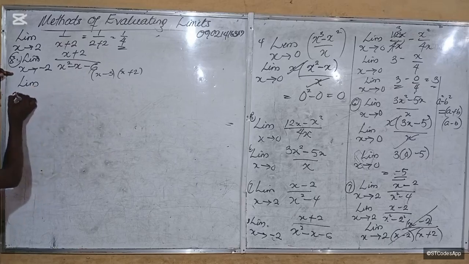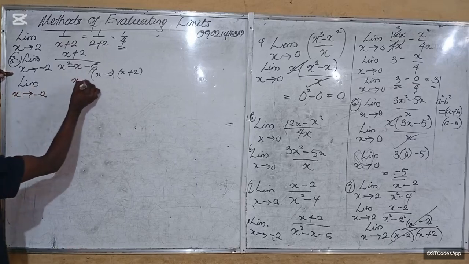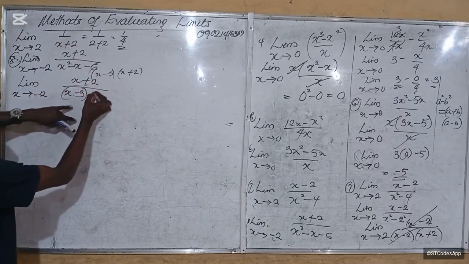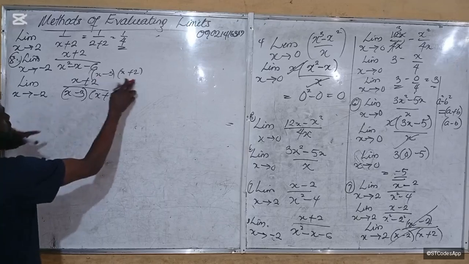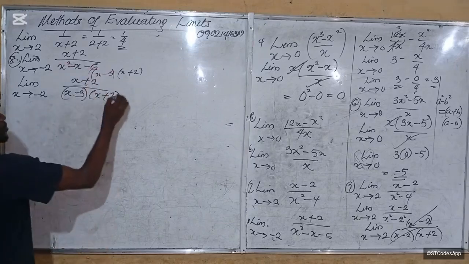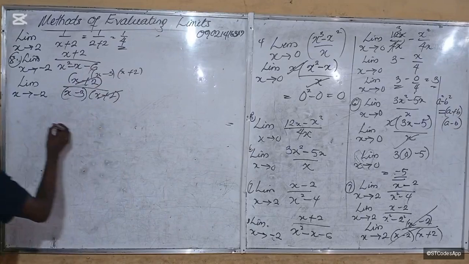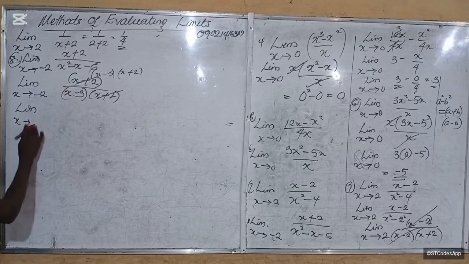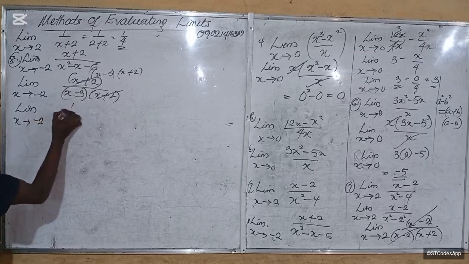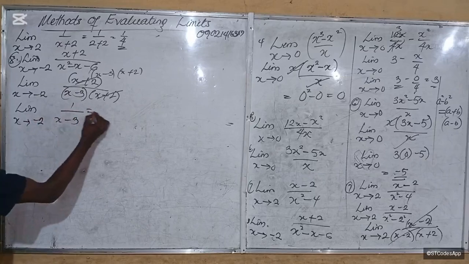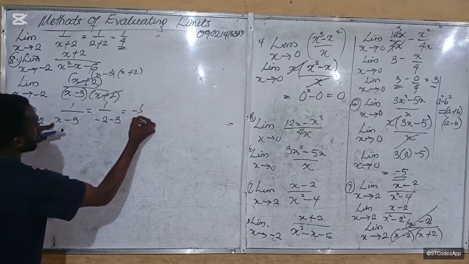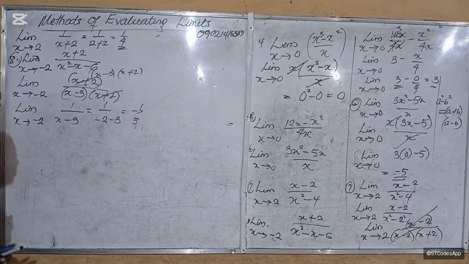So we have the limit as x approaches minus 2 of x plus 2 over x minus 3. By the time you multiply this together, it should give you this. Is that clear? So this again takes care of this, so that we have the limit as x approaches minus 2 of 1 over x minus 3. That will be equal to 1 over minus 2 minus 3, that is minus 1 over 5. And that will be our answer.